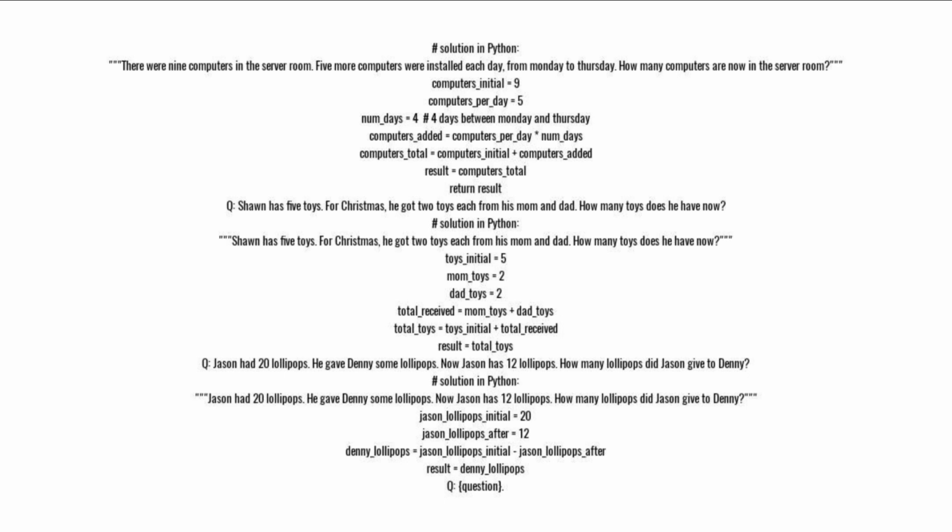Question: Jason had 20 lollipops. He gave Denny some lollipops. Now Jason has 12 lollipops. How many lollipops did Jason give to Denny? # solution in Python. Jason had 20 lollipops. He gave Denny some lollipops. Now Jason has 12 lollipops. How many lollipops did Jason give to Denny? jason_lollipops_initial = 20. jason_lollipops_after = 12. denny_lollipops = jason_lollipops_initial - jason_lollipops_after. result = denny_lollipops.